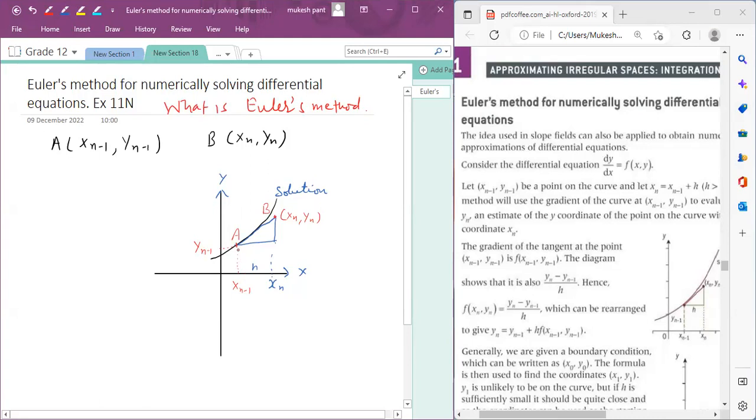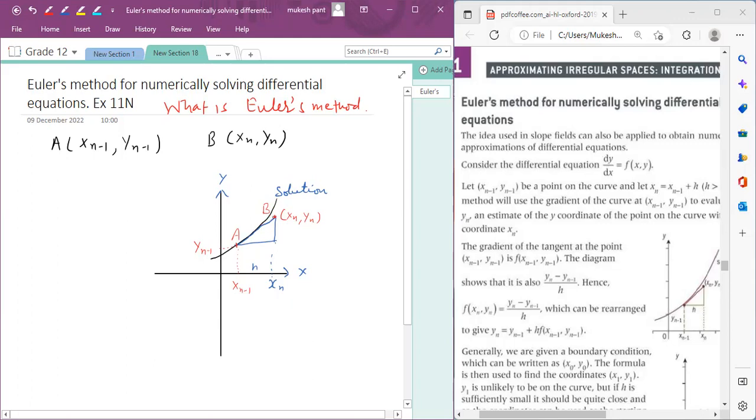So let us consider there's a point A on the curve, right? Look at this curve, point A, and its coordinates are x n minus 1 and y n minus 1, right? And let there be a point B. This curve is called the solution curve, okay?